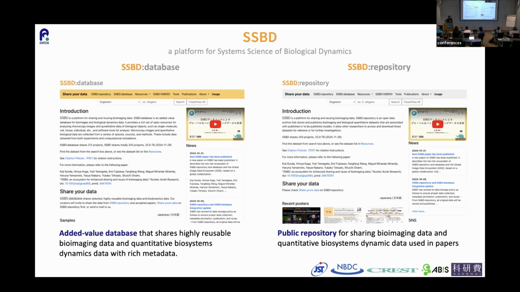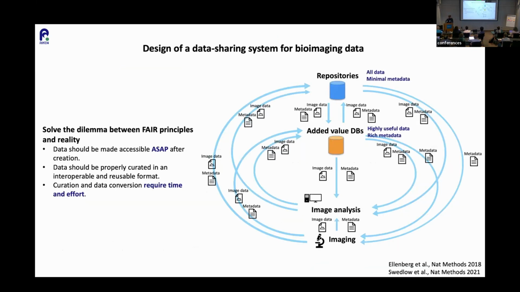This two-layer system was originally proposed by Ehrenberg and also in the Swedlow paper. Data sharing is very important, as many people know, but adding metadata is a laborious task, and many users don't want to do that. So that's why we put in the two-layer system.